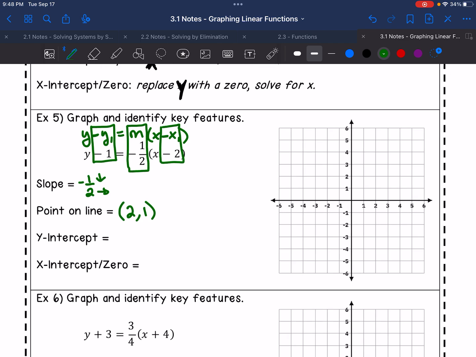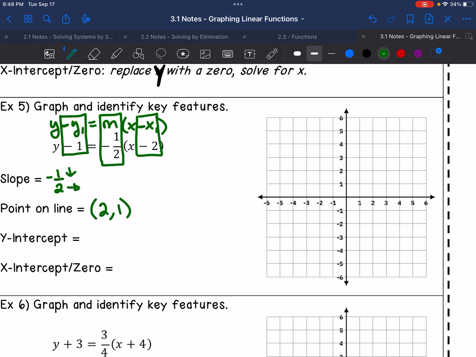So I can go ahead and graph my line using that. I can go to 2, comma 1 and put my dot. And then I'm going to go down 1, right 2 for my next dot. And then I can keep doing that to find my next ones. To go backwards, I go up 1, left 2. And that makes all of my points.